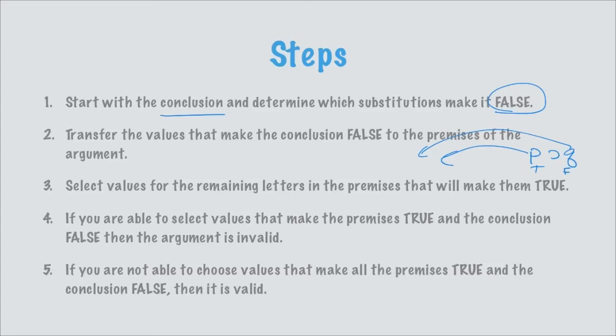When I say try to make it true, I'll show you as we do some examples why that may or may not be possible. So I then select values that make the premises true while the conclusion is false. If I'm not able to choose values for the variables that make them true while keeping the conclusion false, then it is a valid argument. Obviously, if it's possible to make the conclusion false, transfer those values and pick other values for the other letters that make the premises true, then it's an invalid argument. So I think an example will help clear up how this works.